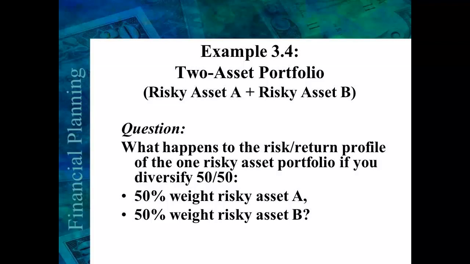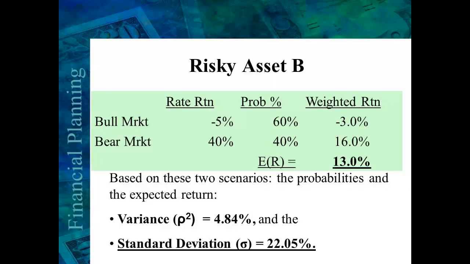Question: what happens to the risk-return profile of the one risky asset portfolio if you diversify 50-50? 50% weight to risky asset A, a 50% weight to risky asset B. Before calculating the risk-return profile of the two-asset portfolio, you have to know the expected return and standard deviation of risky asset B. Considering the following data.